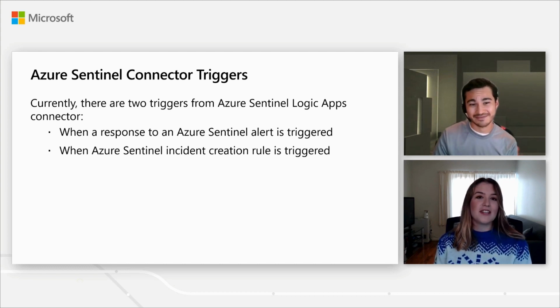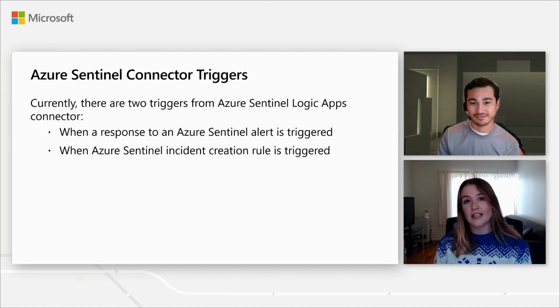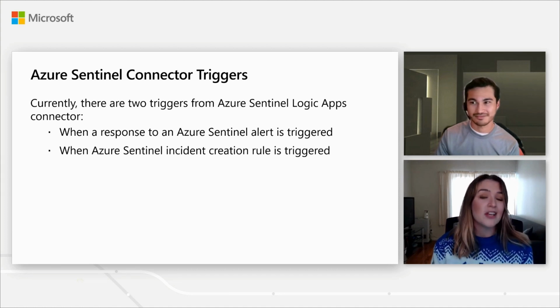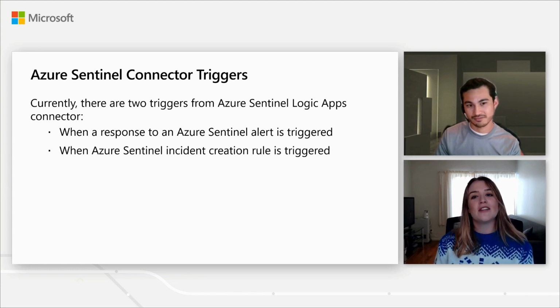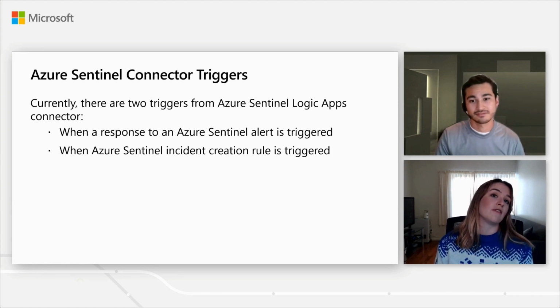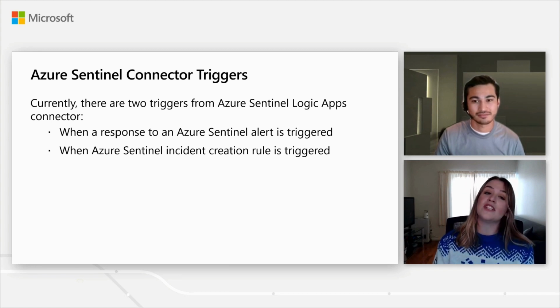I do, because I get asked this quite a lot: what is the difference between a response to an Azure Sentinel alert and when an incident is created? It's a great question. And to be perfectly honest with you, when I first started working with Sentinel, I didn't really understand the difference either. An alert is something that's occurred that's of note in your environment. You can create alerts within Sentinel, or you can receive alerts from other security products.